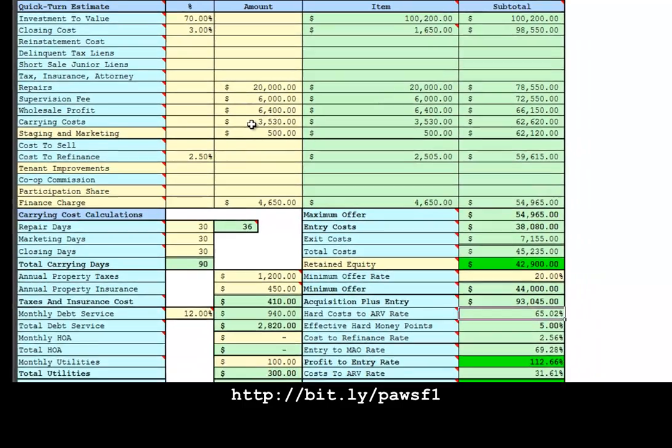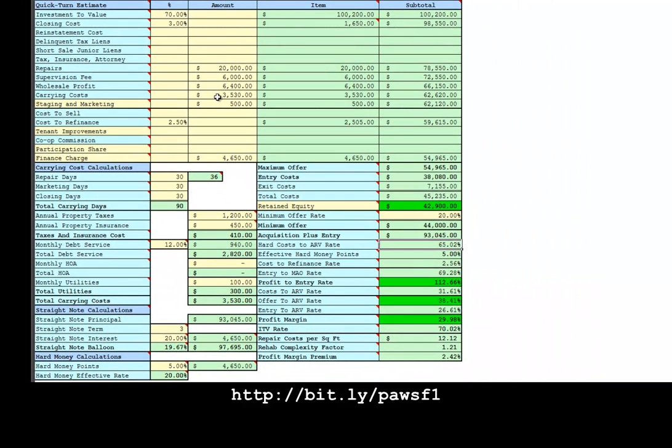So you can borrow all the money you need to buy the property, to fix it up, to pay yourself, to pay a wholesale assignment if you're buying this from someone else, and to pay the monthly interest-only debt service, as well as the utilities and HOA.